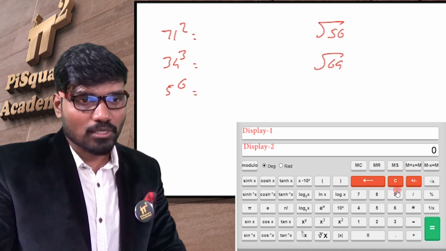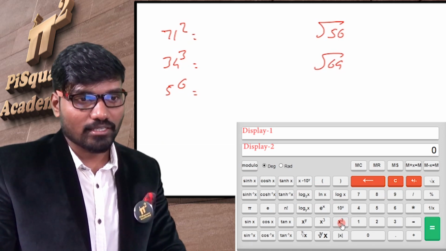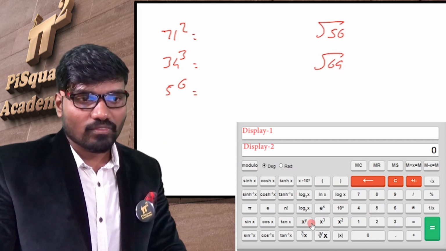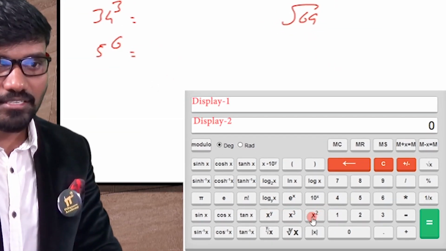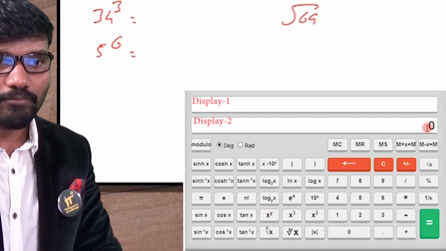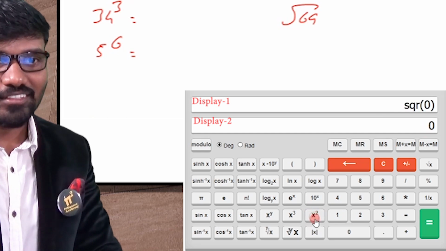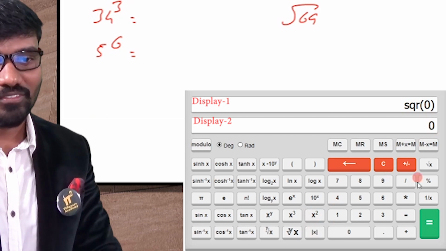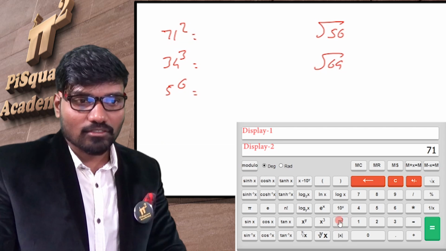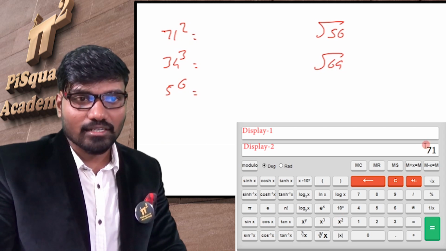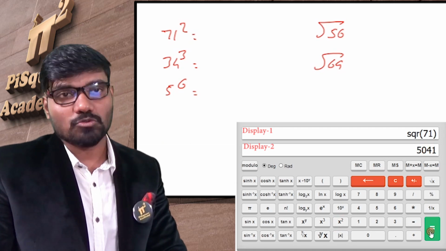Okay, I want to go for 71 square. Locate the square. Where is square in this? Yes, here we have square, directly square. Or I can use this also. Let's go for this first, then I'll go for this. Okay. So here we have x. Whatever is there here, it will apply. If I hit this, it will apply square to this. Let's try. See here, 0 square is 0. Now I want to keep the entry here, 71. Now I'll hit this button so that it will perform the square operation for the displayed value. Okay. So this is the answer.